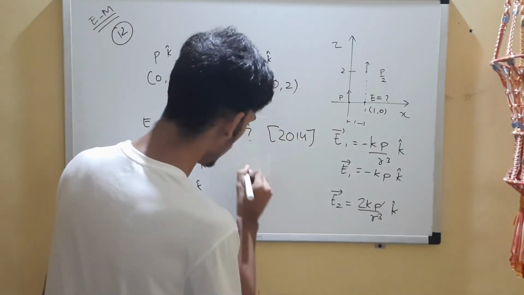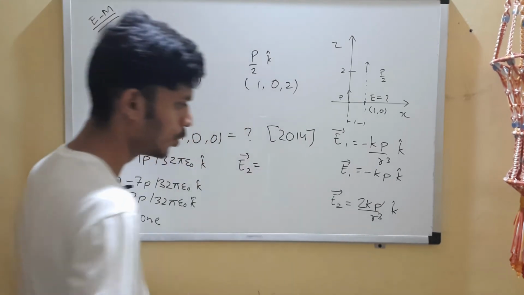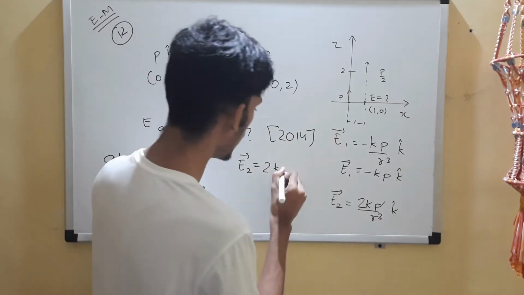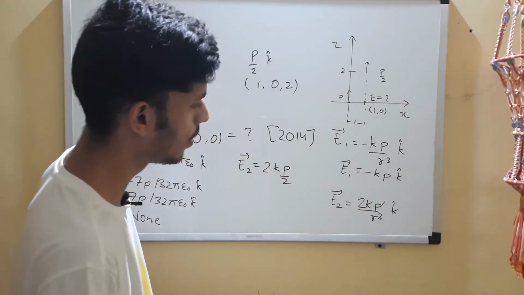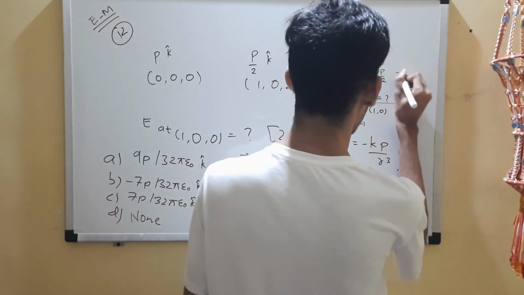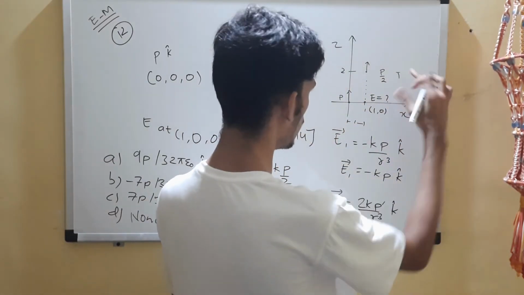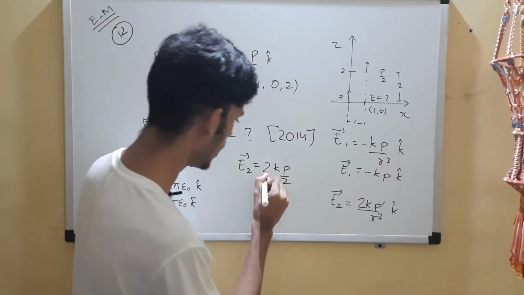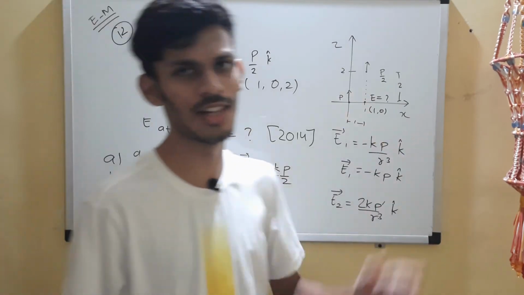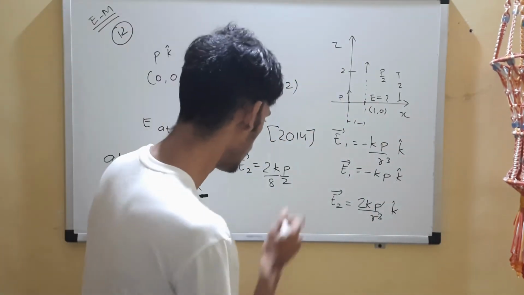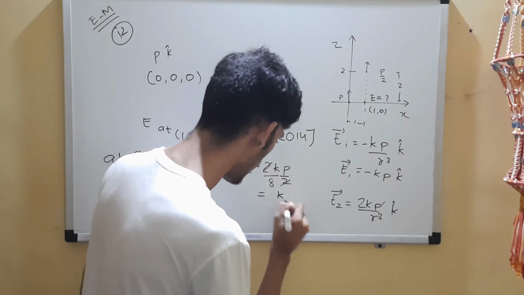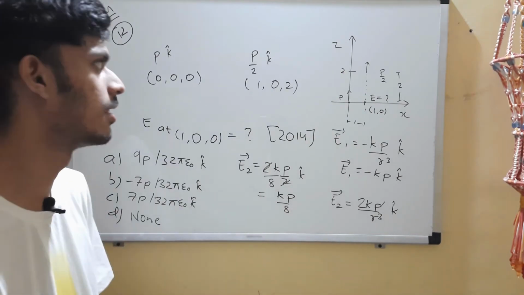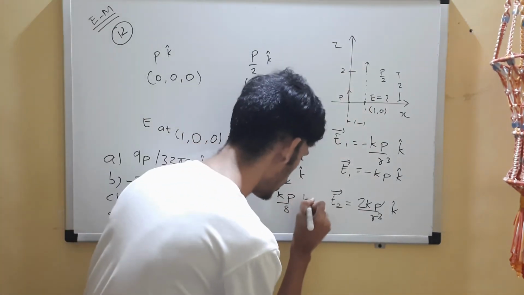So here E2, just substitute the values. 2 k, the dipole moment here is p by 2, over r cube. What is the distance over here? It is 2. So 2 cube, that will be 8. All the units were given in meters, so don't worry about that. This and this will get cancelled, so you get kp by 8. And what will be the direction? K cap, the same direction as the dipole moment for an axial point.